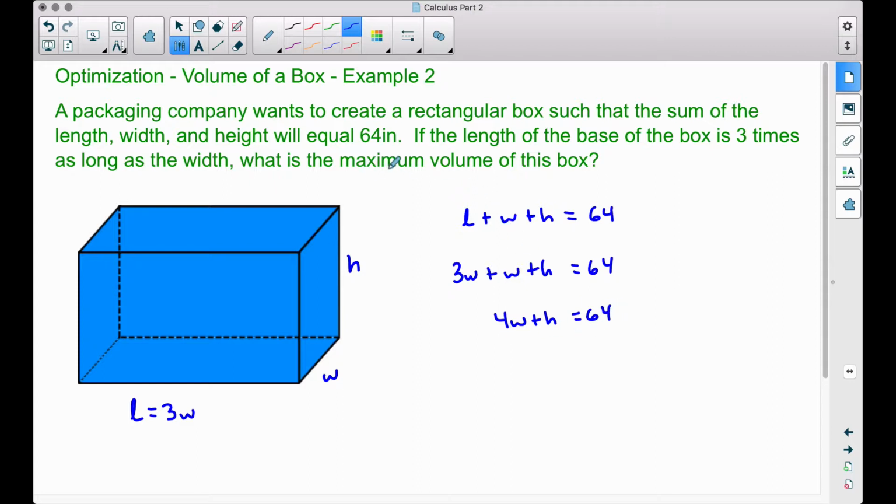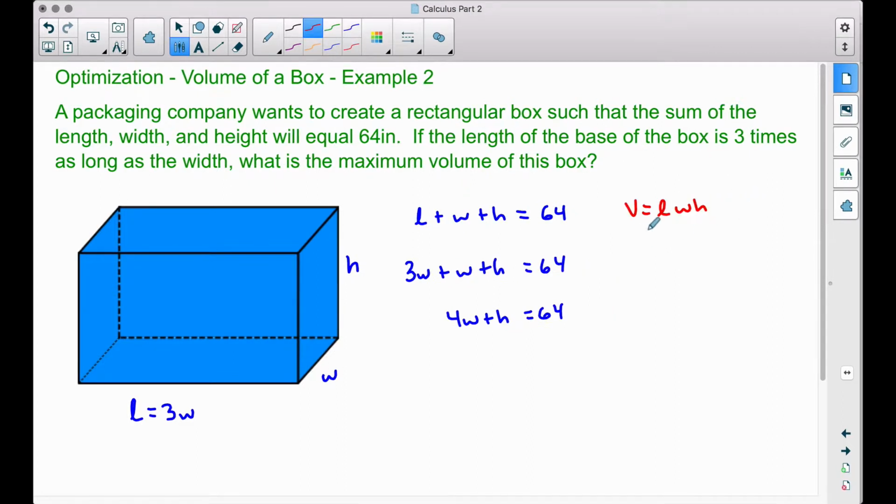Now we're trying to maximize the volume of the box. The volume of a box is length times width times height. I'm actually going to change that color there, and now volume is equal to the length. We said the length was 3 times the width, so I'm going to replace that 3W for that L there, times the width times the height.